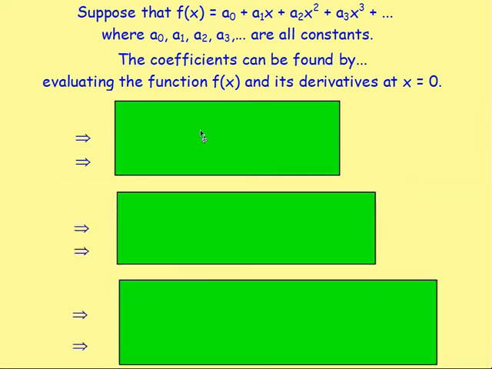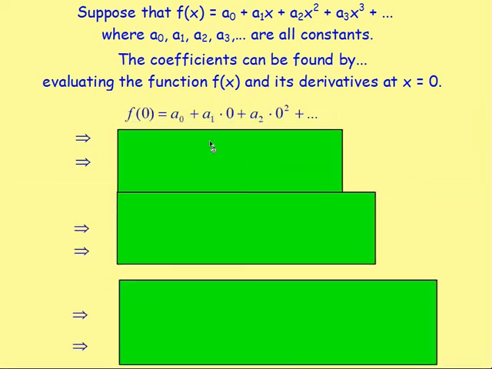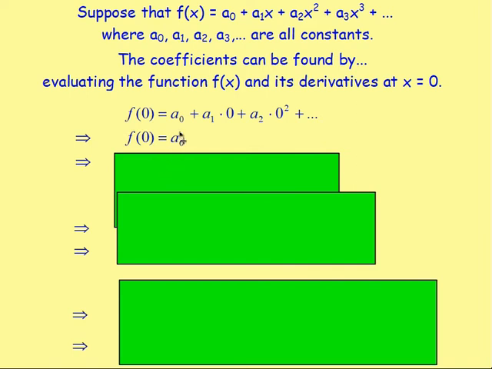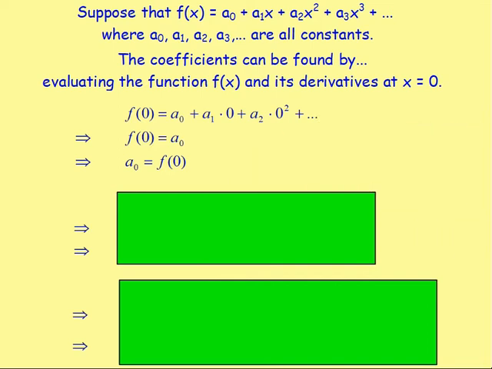So let's say we do that. Then if we work out f of 0, we'll get a0 plus a1 times 0 plus a2 times 0 squared and so on. In other words, as I said, we just get a0 plus a load of zeros, which is just a0. So in other words, a0 equals f of 0.